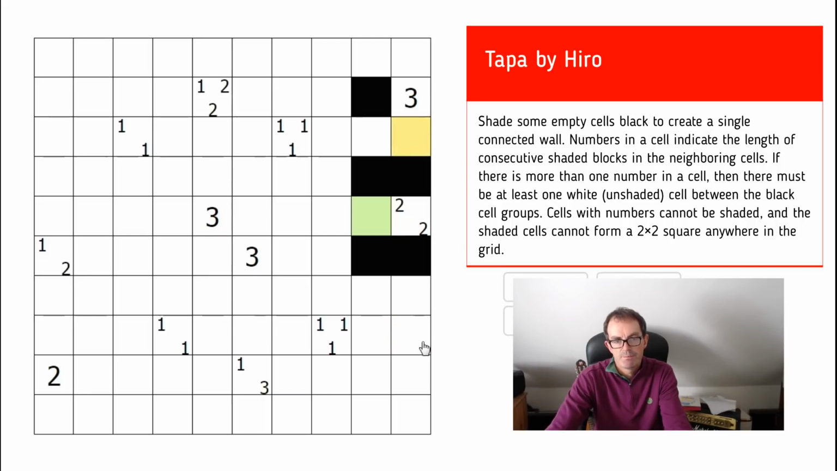Now this square can't be black, because if this square is black, this 3 condition would mean that we need to connect these up like that. And look, that gives us a 2 by 2 problem. So we can't do that. This square is not black, and therefore this square must be black. Right, what next?